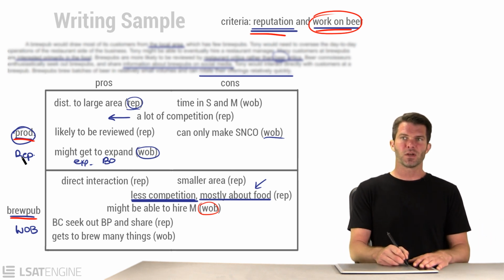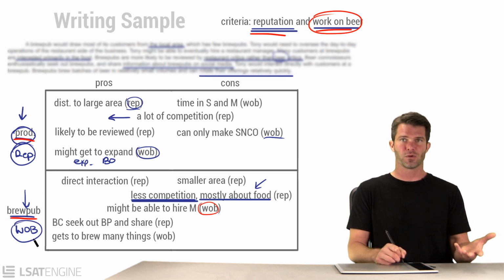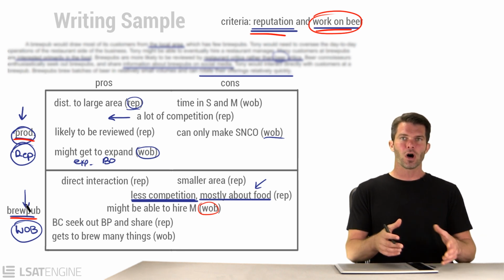And so the production facility wins on reputation. If you're going to advocate the production facility, this is going to be your first paragraph. If you're going to advocate for the brew pub, your first paragraph is going to be about how it's so much better in terms of Tony being able to work on beer. So when you actually make your essay, you're going to focus on all of your pros.